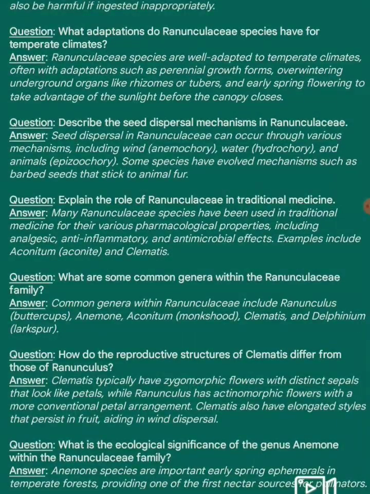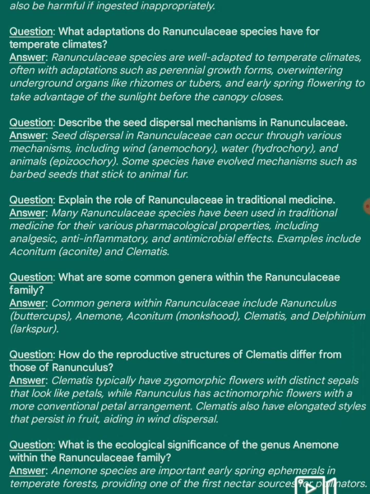Next question. Describe the seed dispersal mechanism in Ranunculaceae. Answer. Seed dispersal in Ranunculaceae can occur through various mechanisms including wind (anemochory), water (hydrochory), and animals (epizoochory). Some species have evolved mechanisms such as barbed seeds that stick to animal fur.